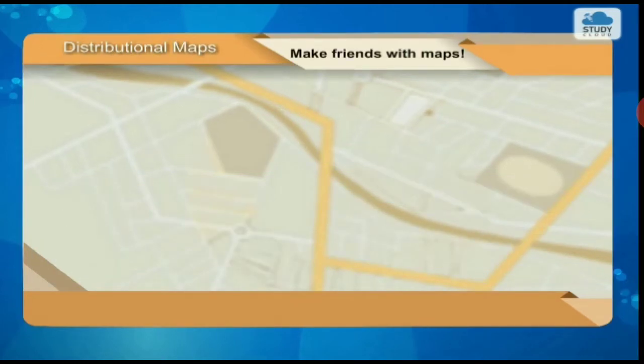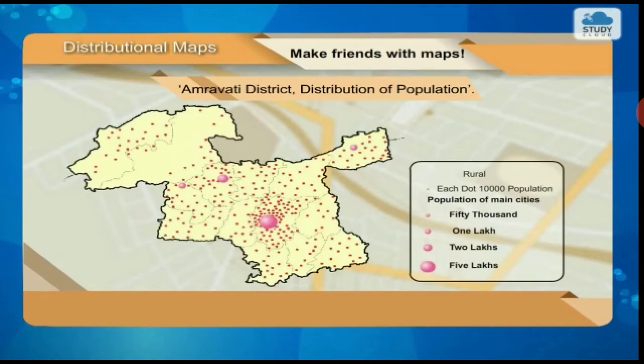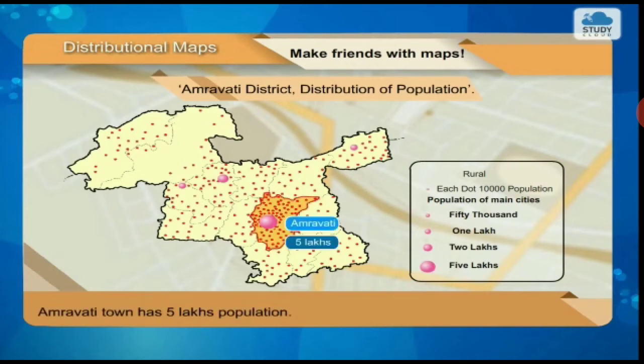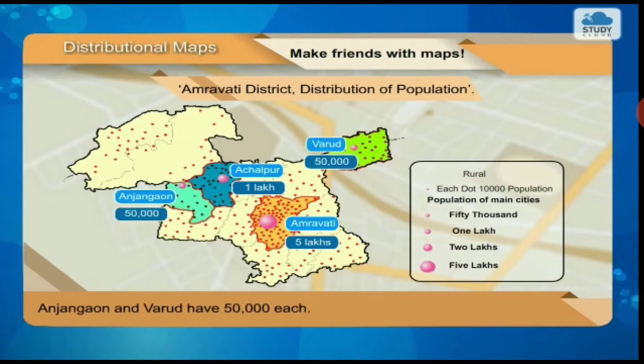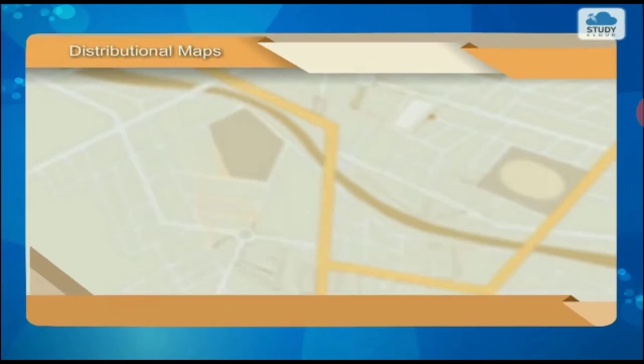Make friends with maps. In this figure, the population of Amravati district is shown. Amravati town has 5 lakhs population. Achalpur has 1 lakh population. Anjangaon and Varud have 50,000 each. Chikaldara Taluka has sparse population.